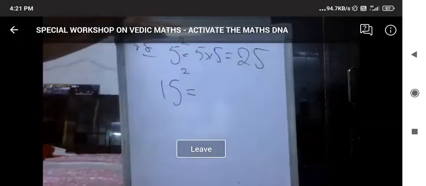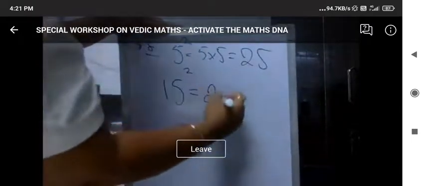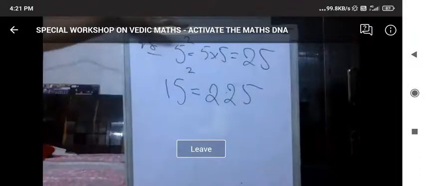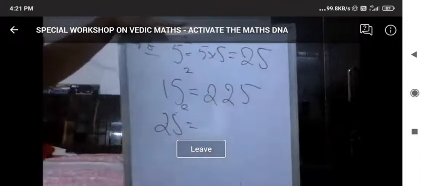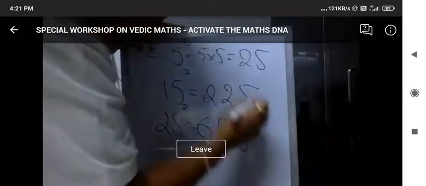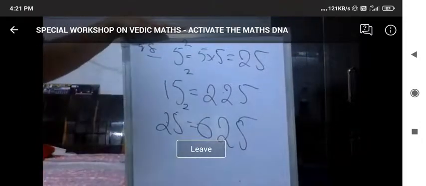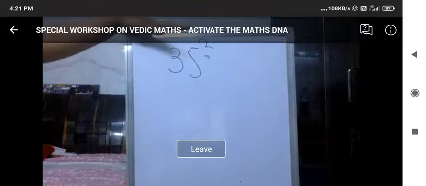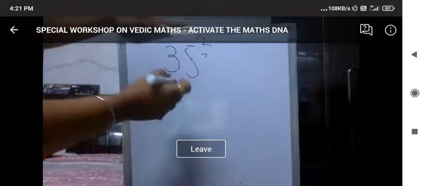15 square. 15 square means 15 multiplied by 15. Yes, some of them are able to answer. 225. Absolutely correct. 25 square. 25 multiplied by 25. A big number and the answer is 625. Yes, you were right. I heard. Absolutely. Going to the next digit. If I say 35. Now you'll have to do 35 multiplied by 35. Is anybody here to give me the answer? 35 multiplied by 35. So, yes, I can hear you.